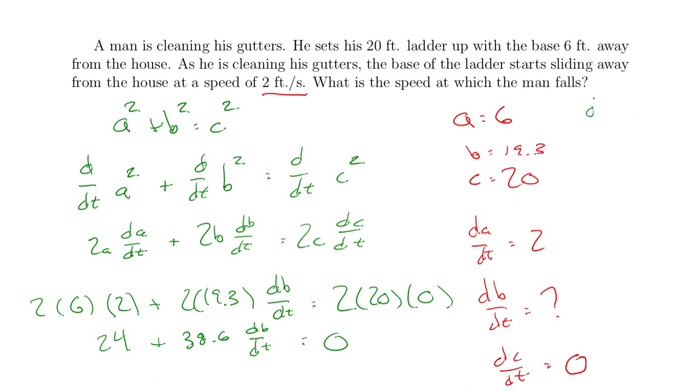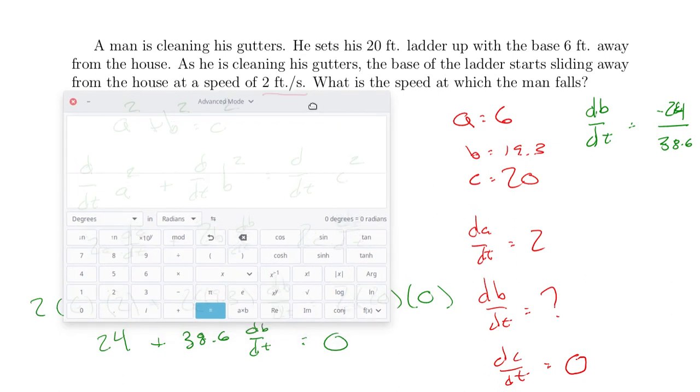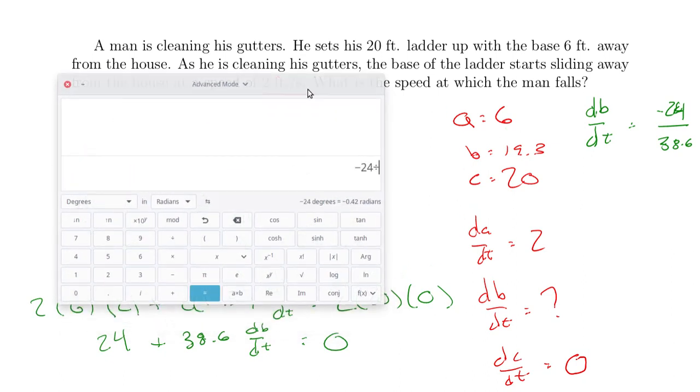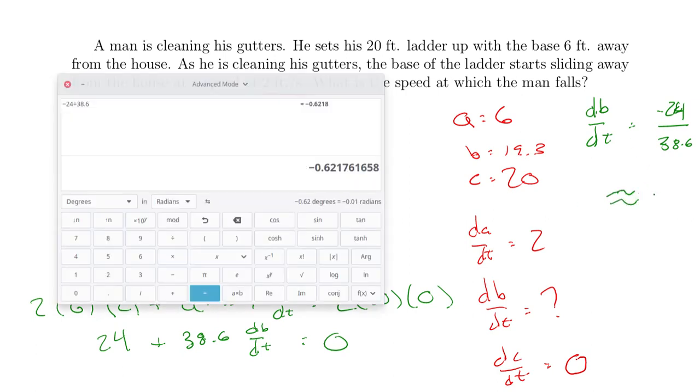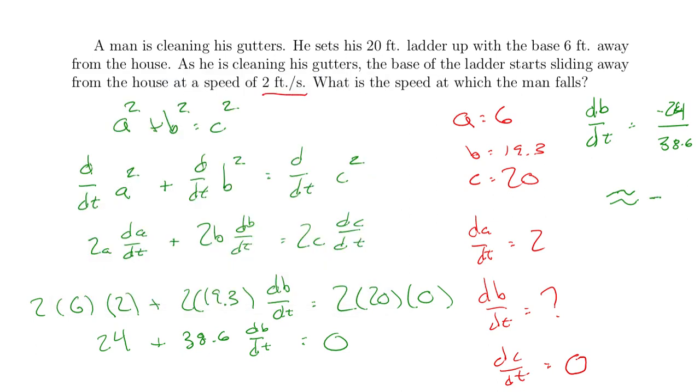So over here, dB over dt is going to be negative 24 over 38.6. And I don't really know what that is. Let me just bring up my calculator again and see if we can figure out what that is. So I've got negative 24 over 38.6. Approximately, I'll use these approximate signs, negative 0.622. And the units is in feet per second.